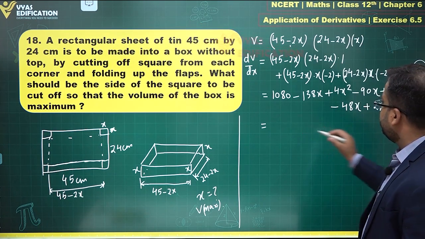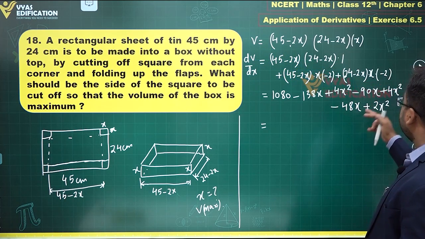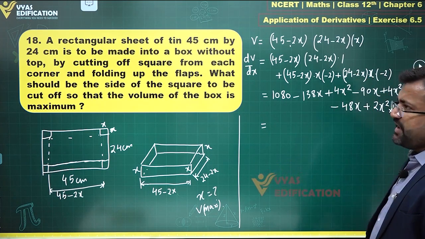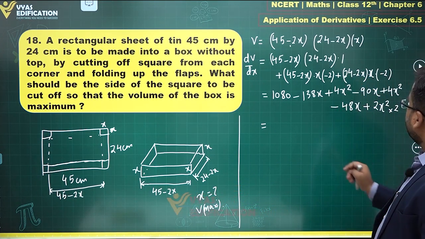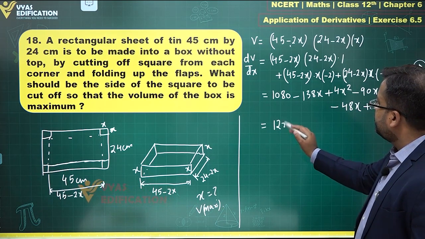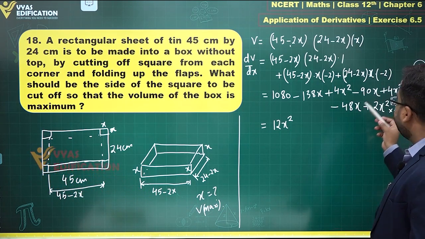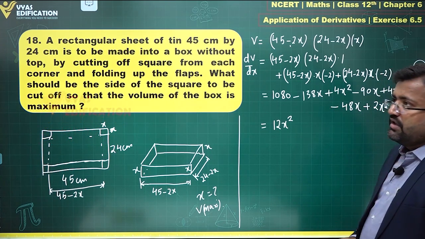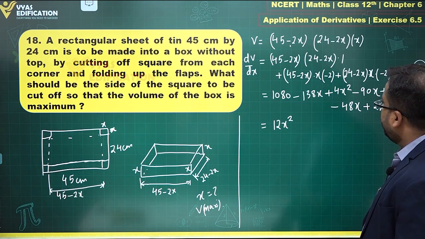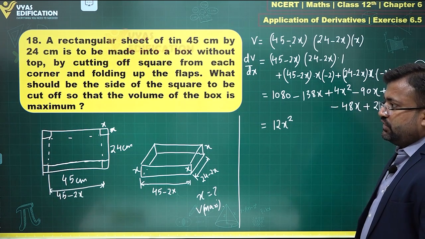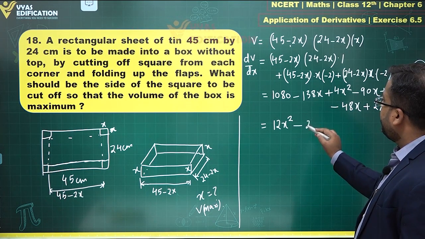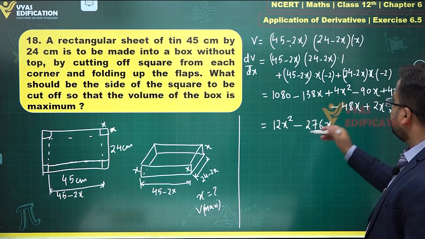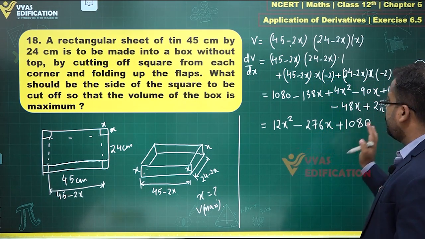Let's not begin with this 1080. Let's begin with the square terms. 4x square and 2x square. No, this is also 4x square actually. Minus 2x times minus 2x will become 4x square. This is 12x square. Then you have 90 and 48, that is 138, and this is 138 again. So that will actually be 138 plus 138, which is 276x. This is what you'll get, right? Please check that. Yes, 276x. And the constant term is 1080. That's what you get. This is the quadratic function.